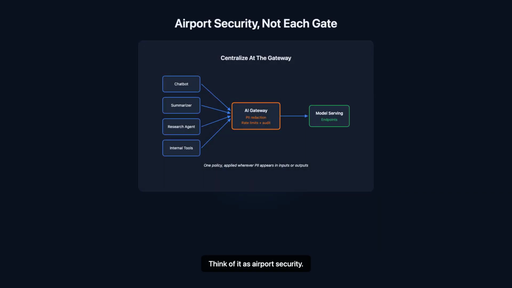Think of it as airport security. You don't put screening at each gate. You centralize it at the terminal entrance, where every passenger has to pass through. In our case, the 4 endpoints on the left, chatbot, summarizer, research agent, and internal tools, all route through one AI gateway in the middle. The gateway runs PII redaction, applies rate limits, and writes audit records. Then traffic continues to model serving on the right. One policy, applied wherever PII appears in inputs or outputs, governing every endpoint behind it.